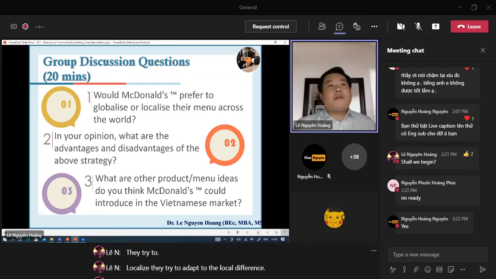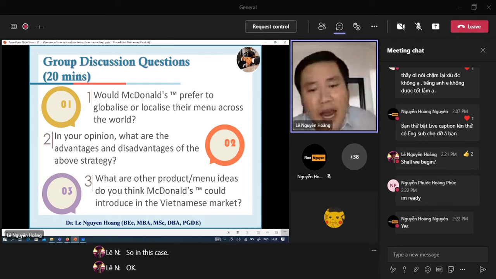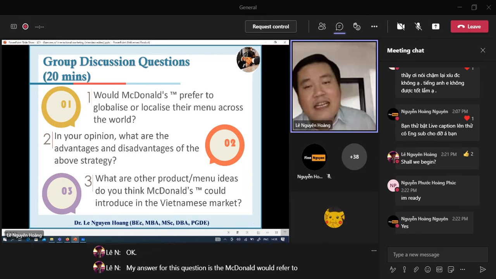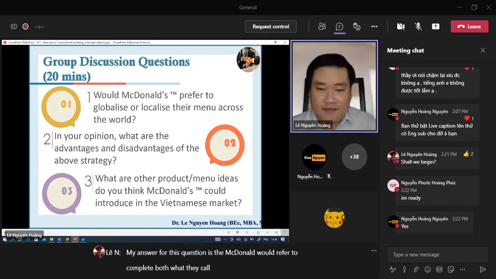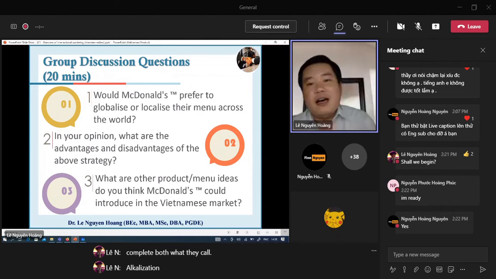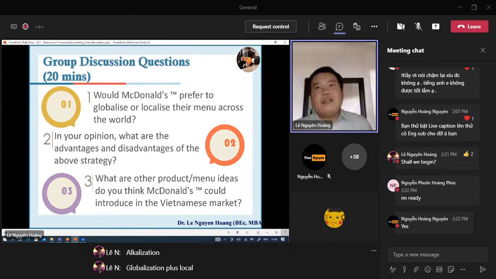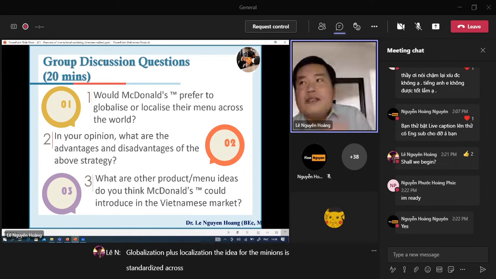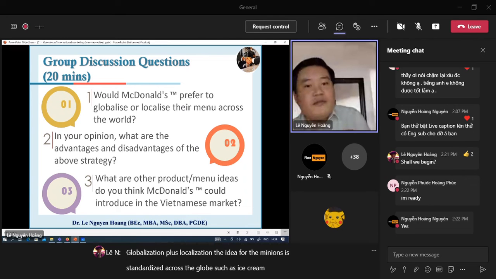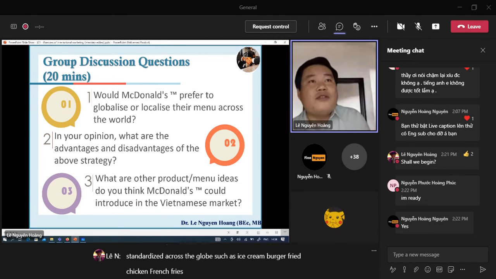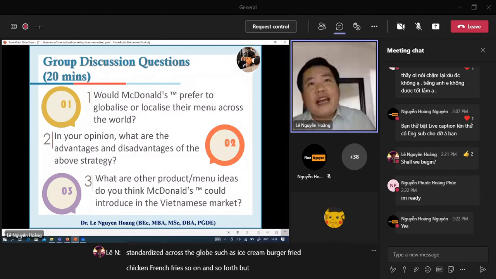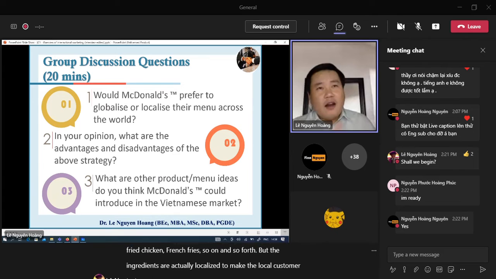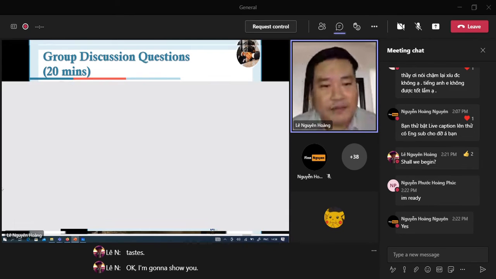So in this case, my answer to this question is that McDonald's would prefer to combine both, what they call glocalization. Globalization plus localization. The idea for the menus is standardized across the globe, such as ice cream, burger, fried chicken, French fries, and so on and so forth. But the ingredients are actually localized to meet the local customer taste. Okay, I'm going to show you this one.